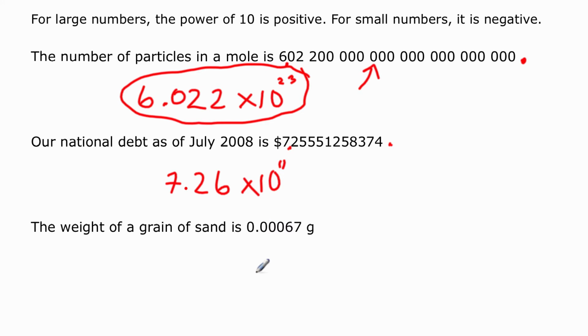So that's right after the first non-zero number. Okay, 0, 0, 0. Here's a 6. So it has to be right to the right of that, so right there. So my number is going to be 6.7 times 10.